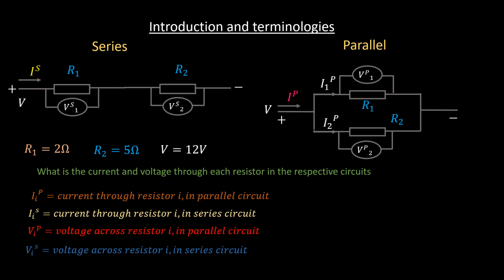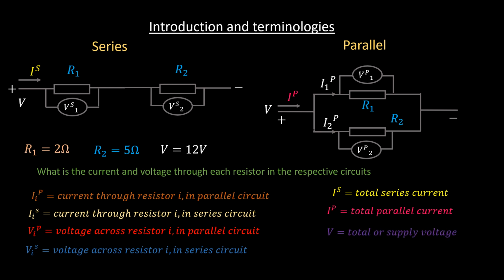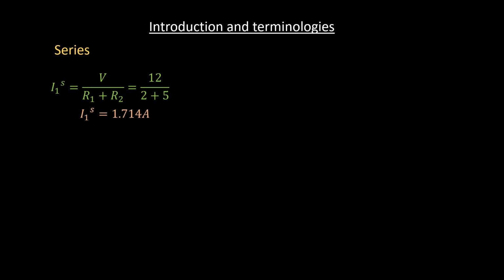I superscript S is the total current flowing in the series circuit. I_P is the total current flowing in the parallel circuit, and V is the supply voltage, which is the same for both circuits. For the series circuit, the current that flows through resistor 1 is given by V over the sum of the resistances. That is 12 over 7, which is 1.714 amperes.